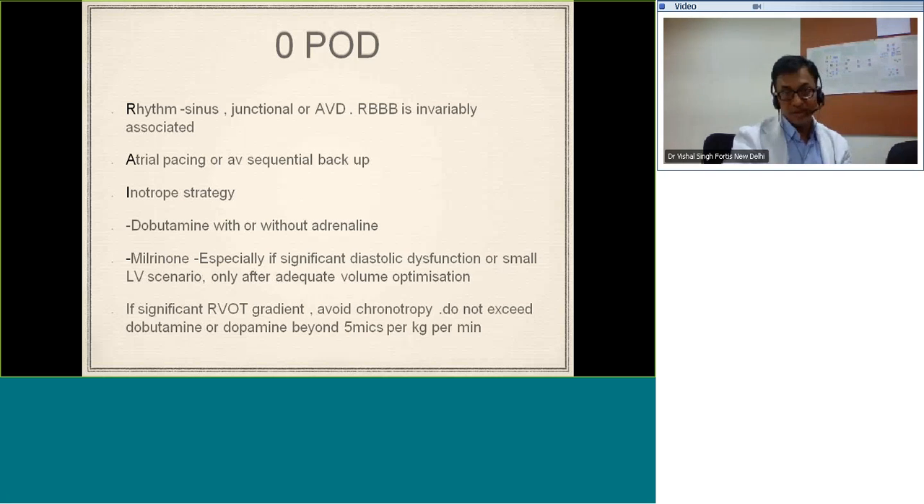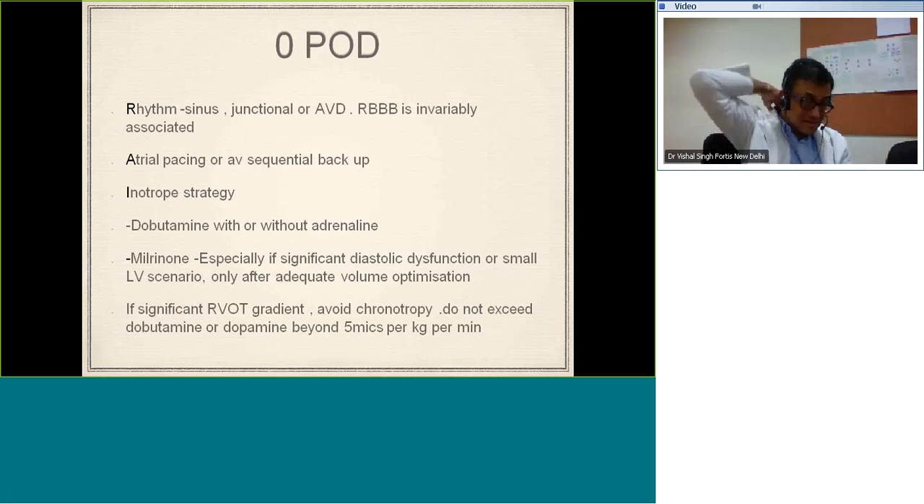The inotrope strategy really revolves around the center. You really cannot force your inotrope strategy on any specific center. Everybody has their own comfort zones. Some people use dopamine, some people use dobutamine, a few people use milrinone plus adrenaline. As long as it works for you, it's fine. But there are three or four caveats we should remember: you should not give a high dose of either dopamine or adrenaline, because that will lead to tachycardia, and tachycardia is something which none of these patients like.